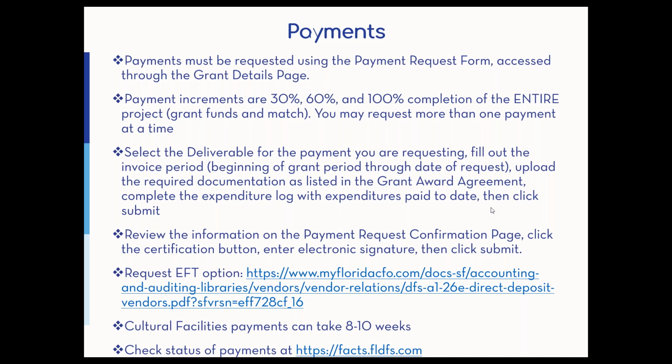And then you're going to click submit. You're going to review the information. It gives you a second page. You're going to review it, make sure it's correct, check the little box that certifies the payment request, and then you're going to click submit again. So if you don't click submit twice, the payment request is not complete.